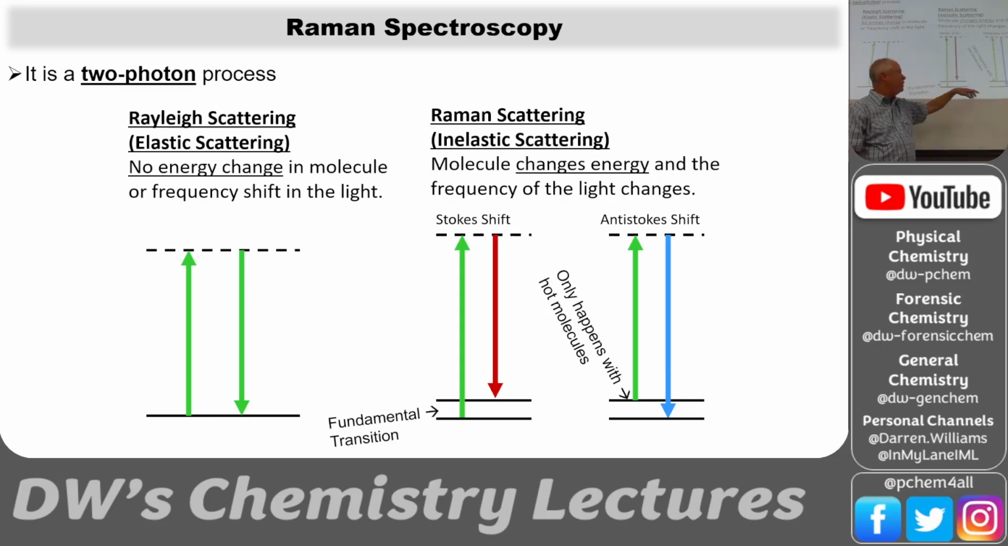Now, if you have the molecule hot enough to have excitation in these excited states, you could get anti-Stokes Raman, and you get a blue photon out. That's nice because that's a zero background technique if you can get anti-Stokes Raman.